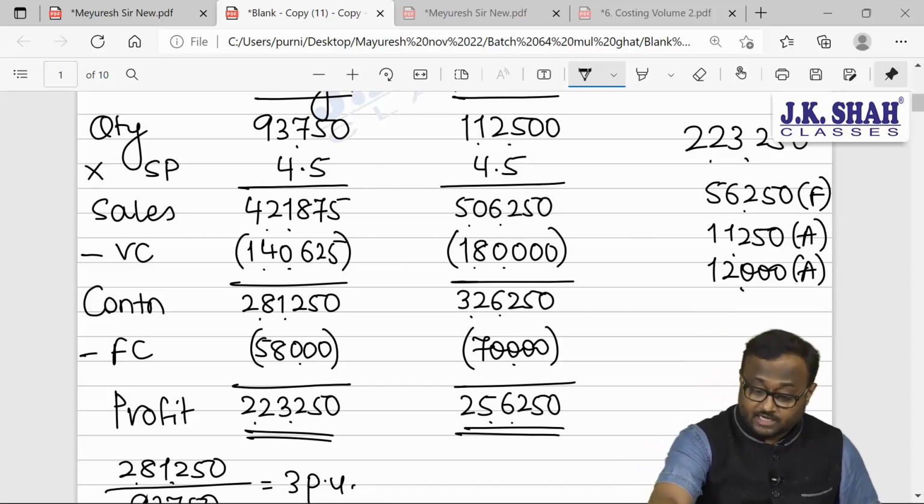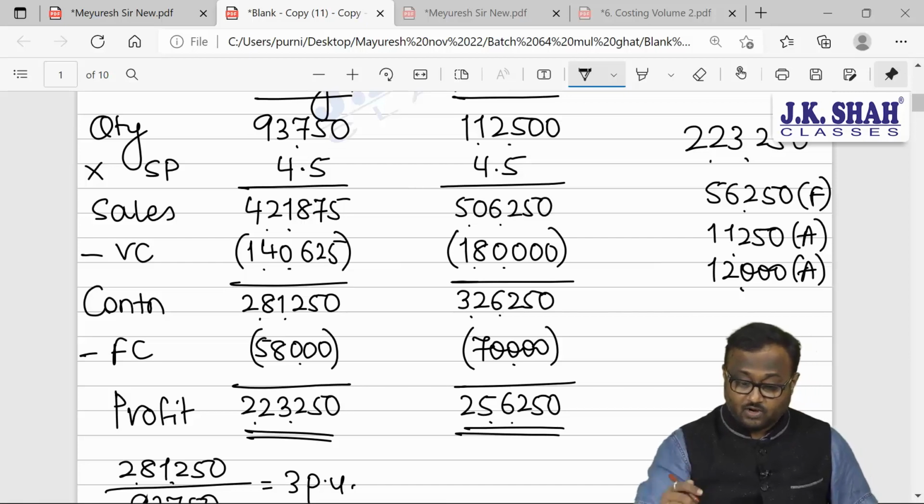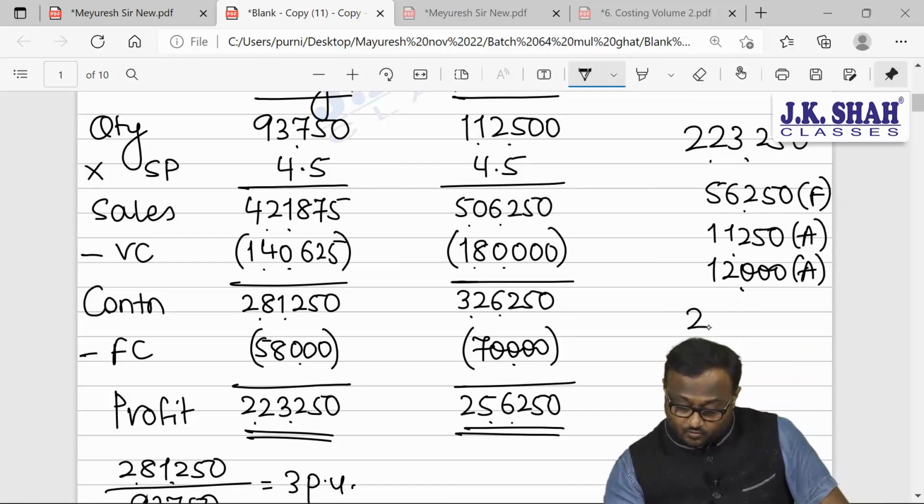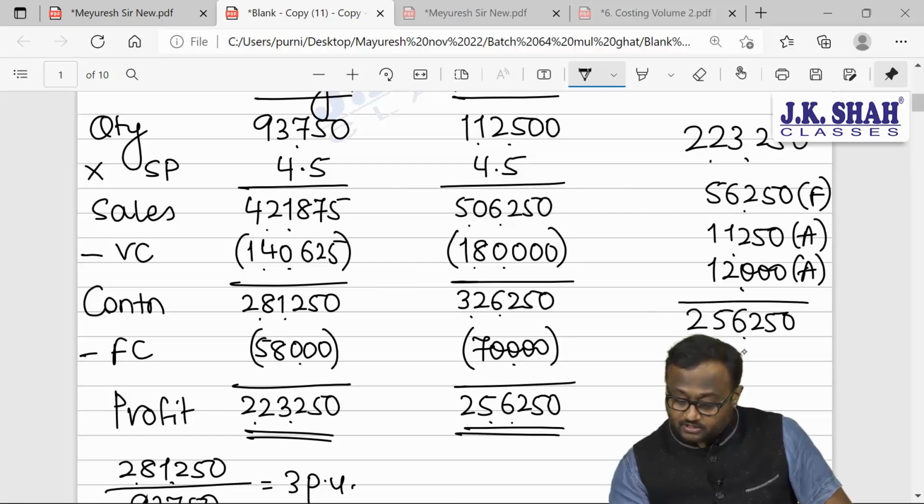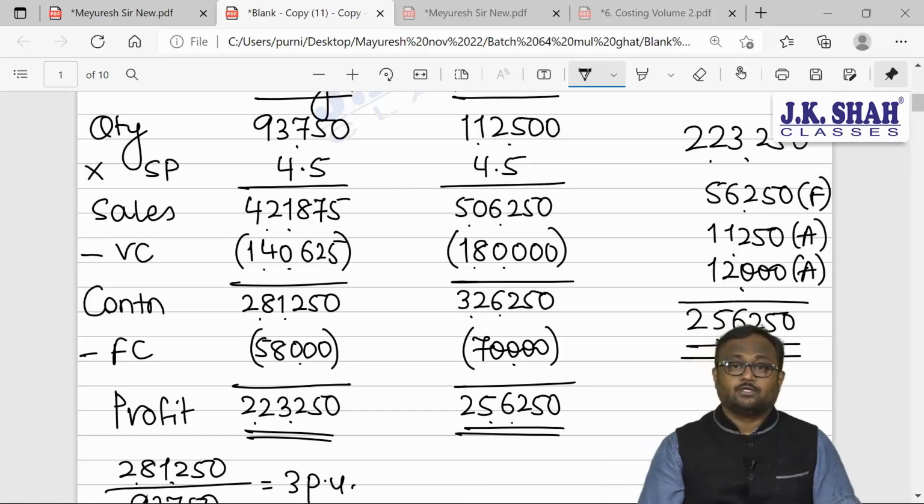लेकिन सेल्स की वजह से 56,250 से प्रॉफिट बढ़ गया, वेरिएबल के वजह से कम हुआ, फिक्स की वजह से कम हुआ, and finally it is restricted to 2,56,250. That's what the reconciliation is all about.